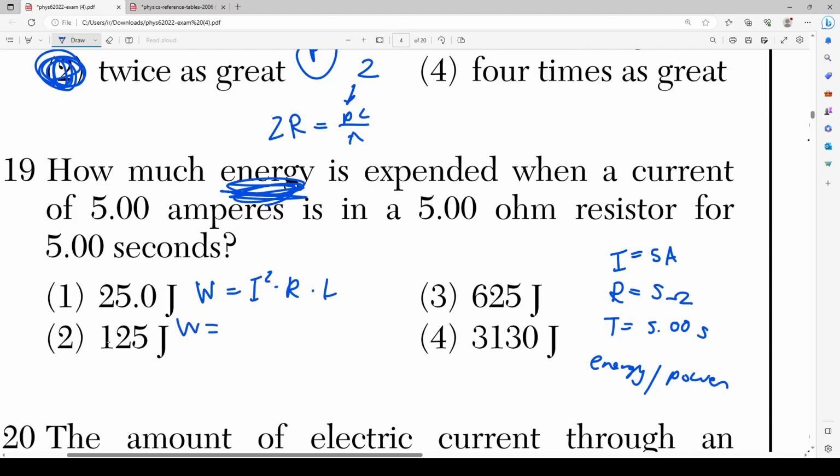W is equal to 5 amps squared times resistivity, which is 5 ohms, times 5 seconds. That's the same thing as saying 25 times 25, which is 625 joules. That's what that's equal to.